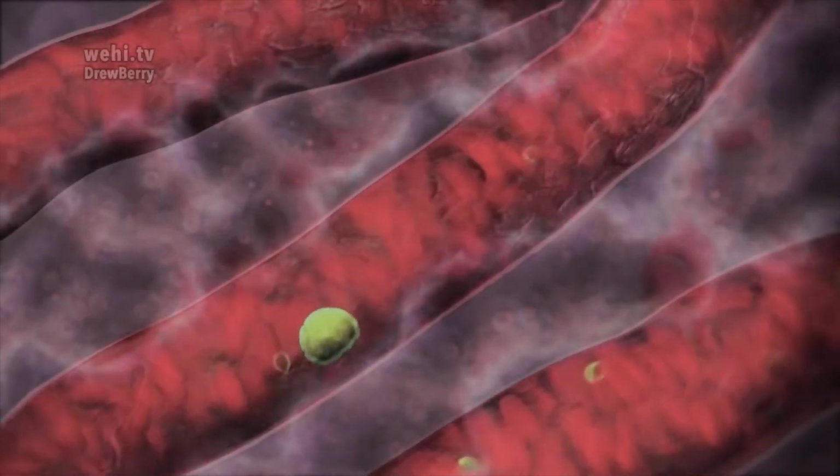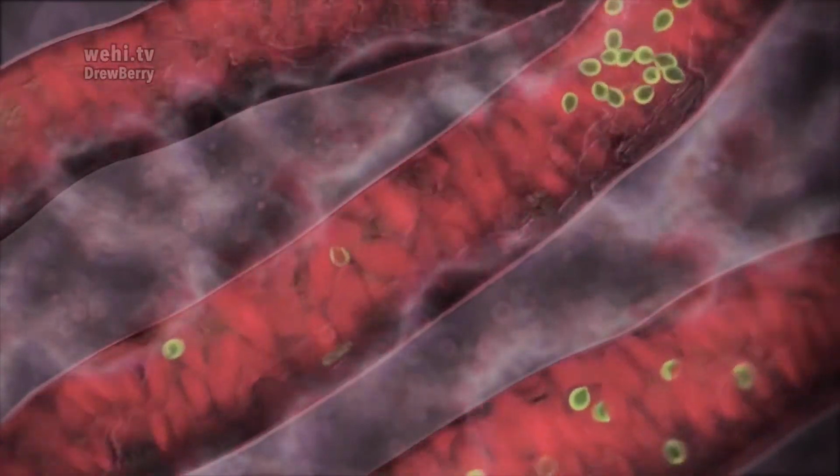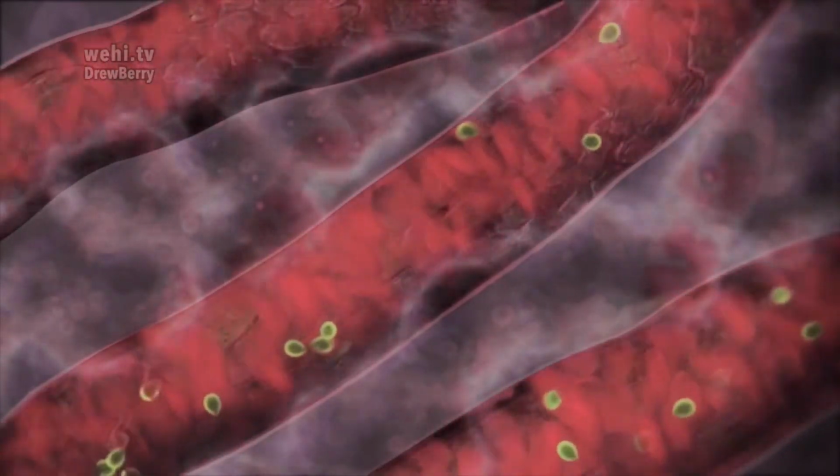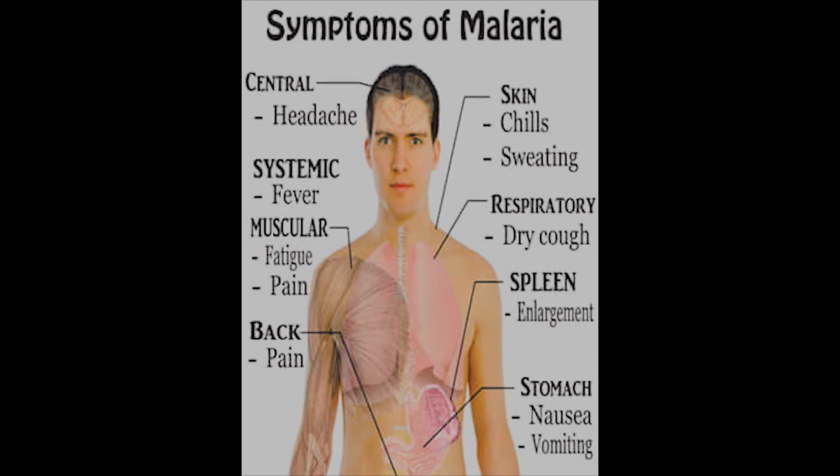After that, each red blood cell bursts, releasing new merozoites to repeat the infection of human blood. You should notice that the malaria parasite is released every 2 days from each red blood cell.